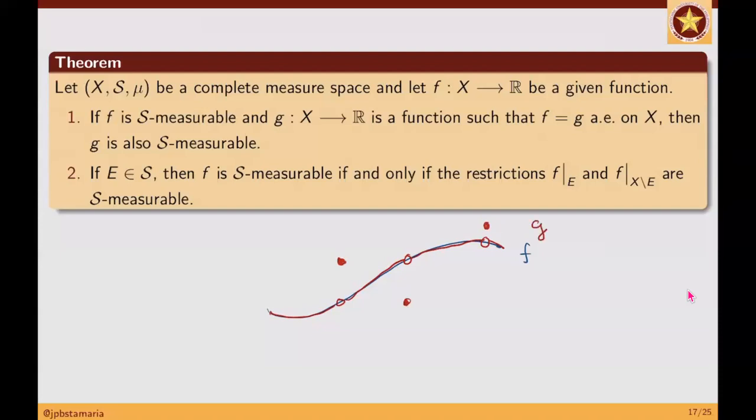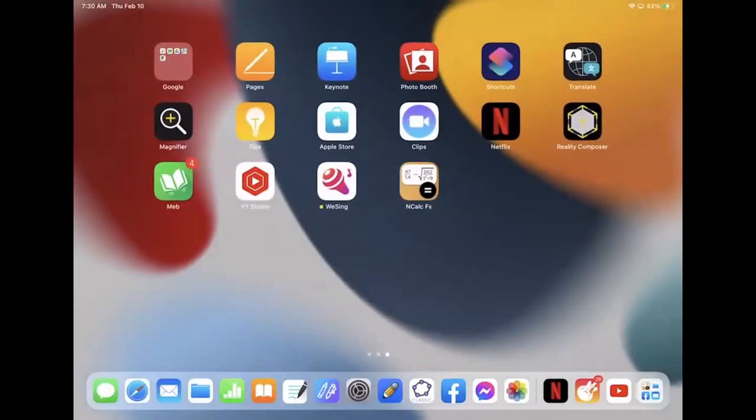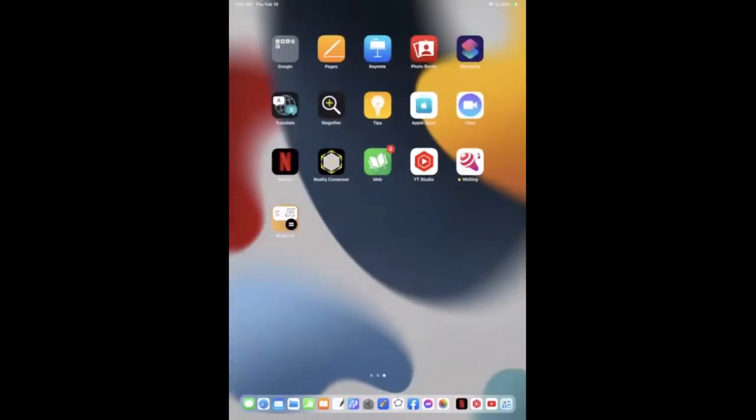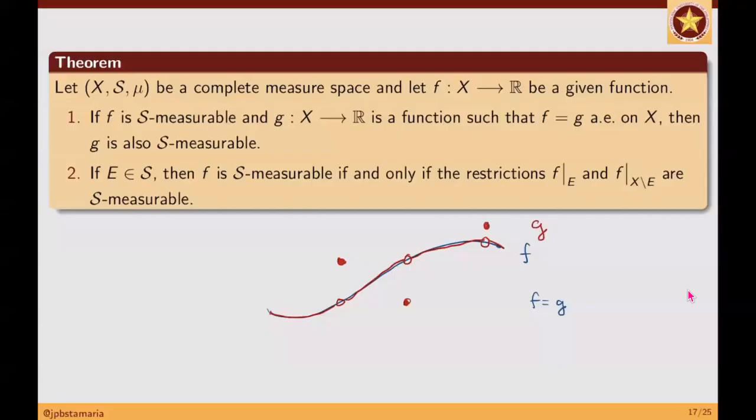You see, in this example, we cannot say that f is g, because f of x is not g of x for all x. There are certain points where f and g do not agree. For example, where are those points? Here, at these points, they do not agree.